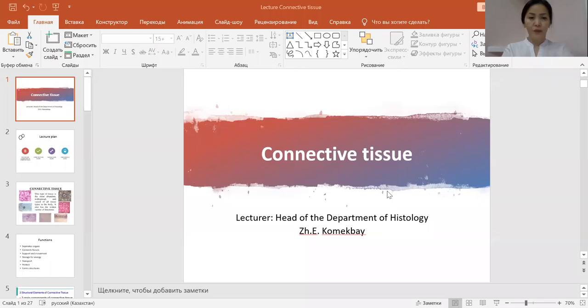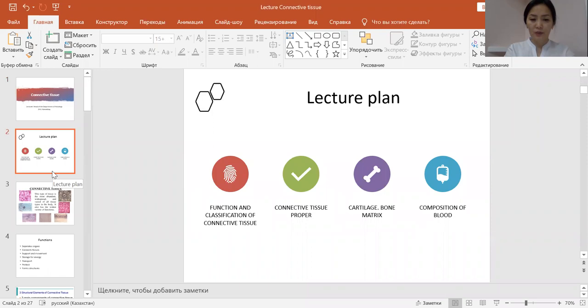Good day, students. Today we should talk about connective tissue, and about function and the classification of connective tissue: connective tissue proper, cartilage, bone, and blood.